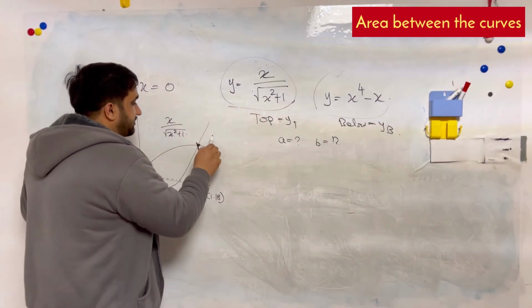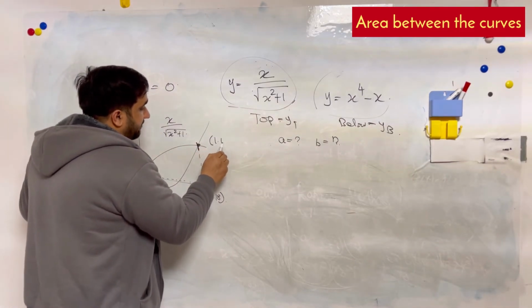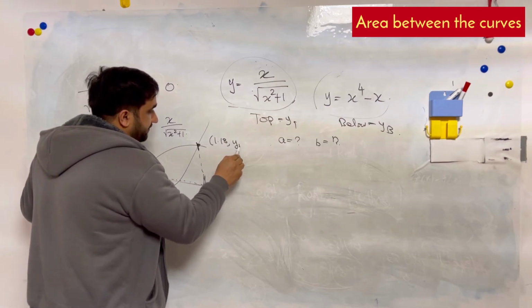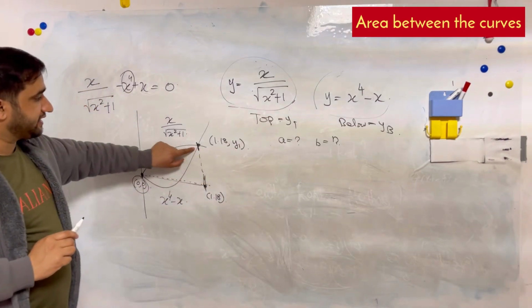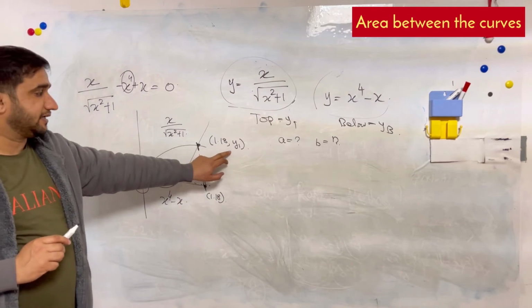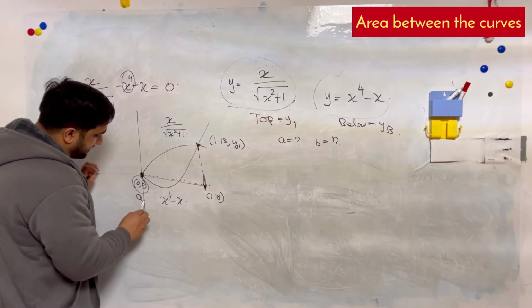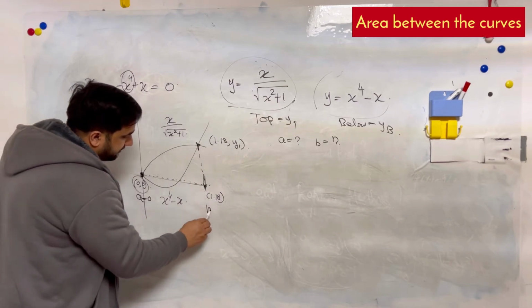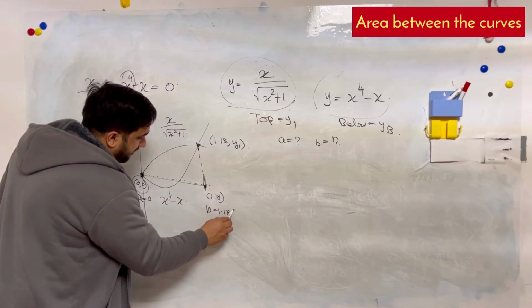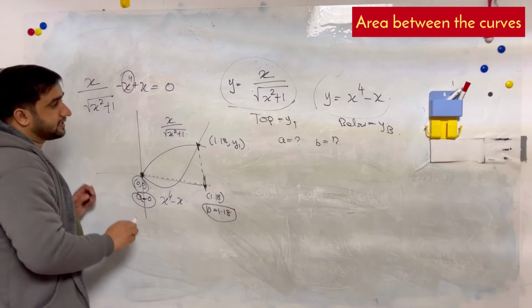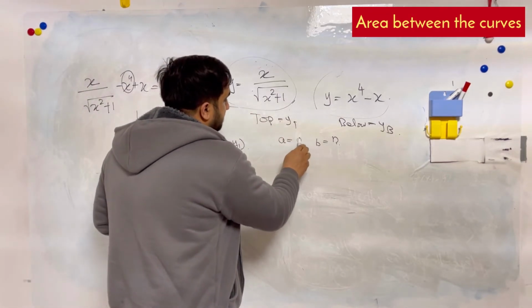I am not interested in the value of y, I am only interested in the value of x. Say this is y1, whatever this value is, it will be placed here. My concern is to determine this region, where A is 0 and B is 1.18. Once I have these two numbers, my data is complete.